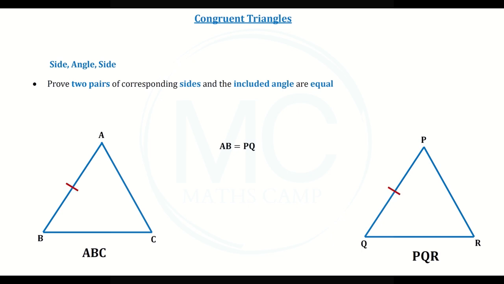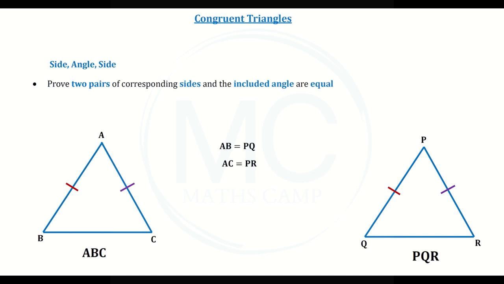Let's also say that AC is equal to corresponding side PR. We can mark these corresponding sides on our triangles in purple. The most important part of this method is that we have to prove that the corresponding pair of included angles are equal as well.